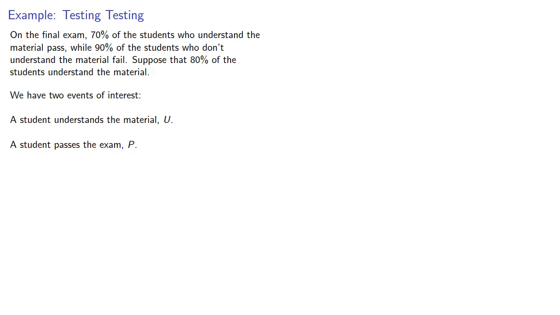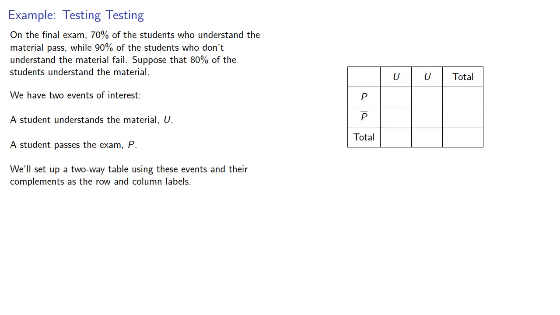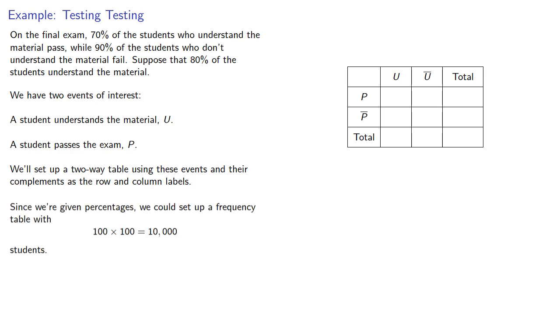We'll set up a two-way table using these events and their complements as the row and column labels. And since we're given percentages, we'll set up a frequency table with 100 times 100, or 10,000 students. Even if we don't actually have that many students, we'll use it as our baseline.